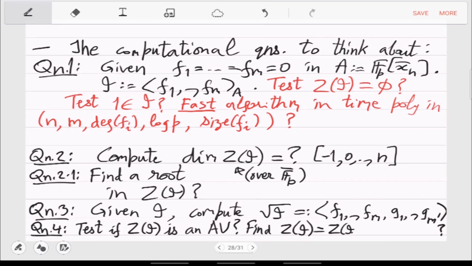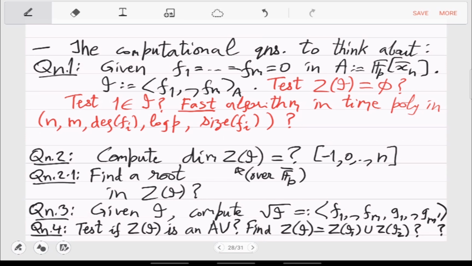So Z of I1 union Z of I2. Right, so these are the questions. As soon as we have the abstract concepts, you can immediately ask these questions. Generally, these are hard questions, except maybe question 4. But even that, when the number of variables is large, even that will be hard.